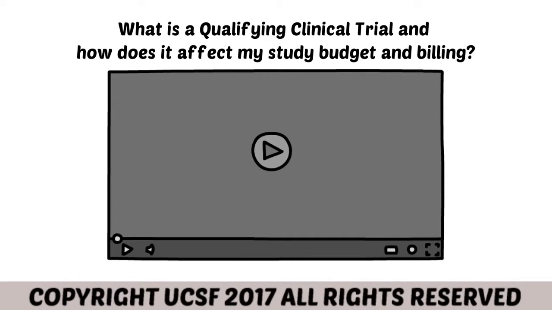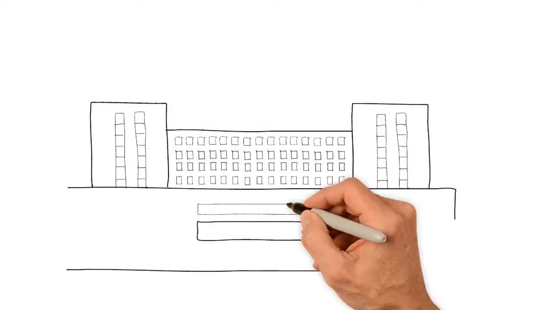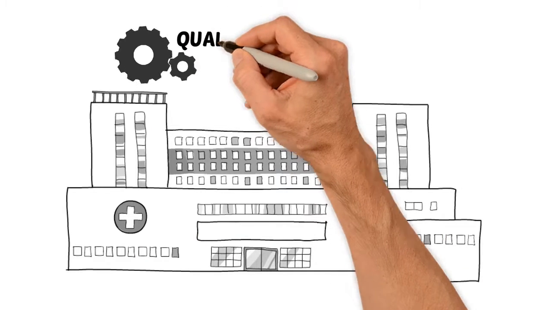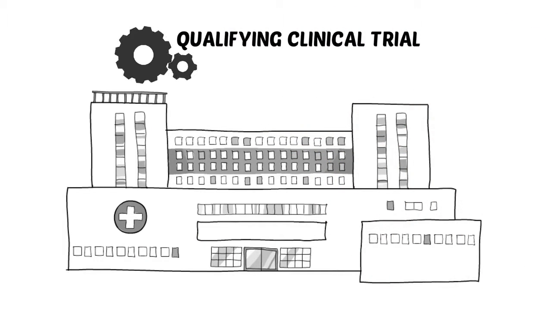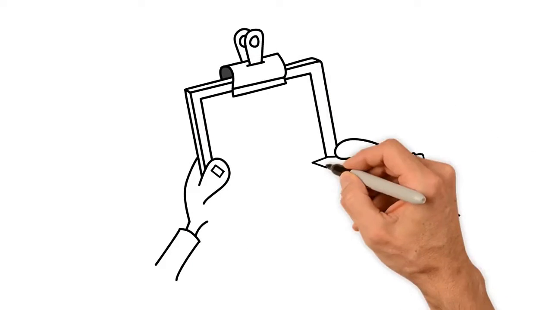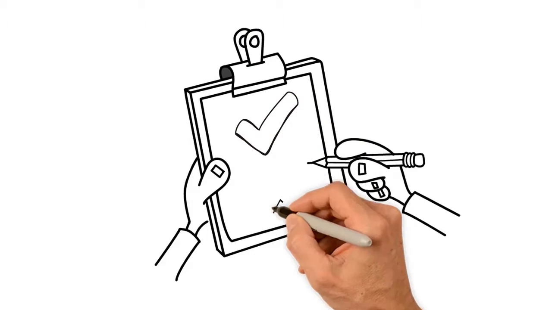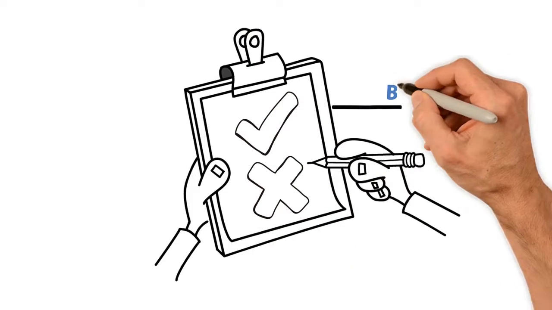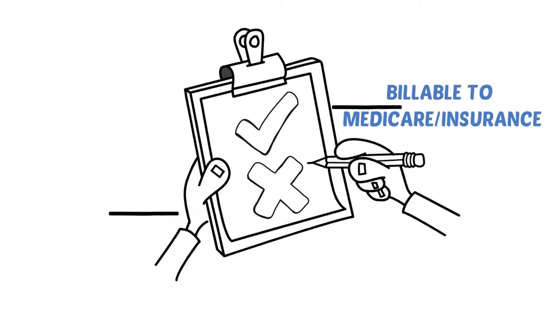The first step in the coverage analysis process is determining if the study is a qualifying clinical trial, or QCT. Understanding the QCT determination is important because it helps study teams know which items and services are billable, which means they are eligible for coverage by the Medicare program.